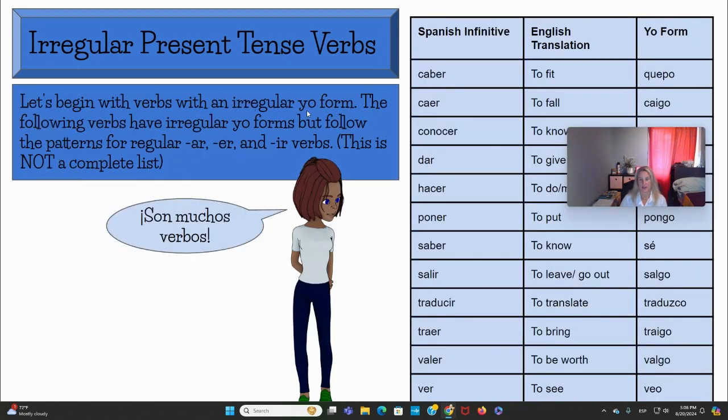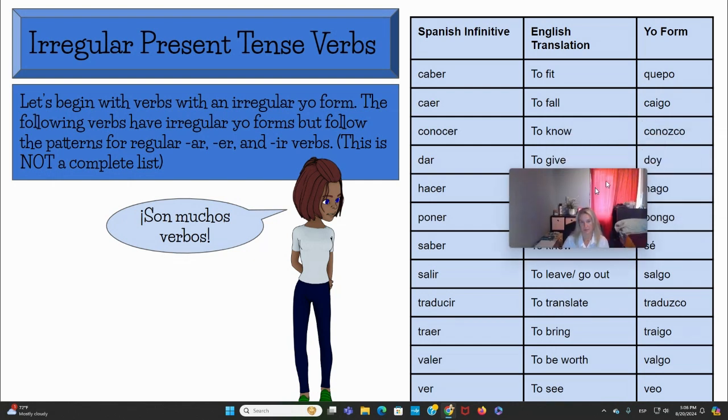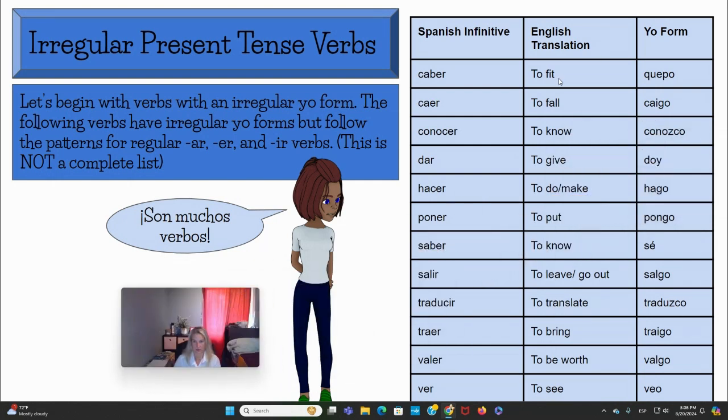Let's begin with the verbs with an irregular yo form. The following verbs have irregular yo forms, but follow the patterns for AR, ER, and IR verbs. This is not a complete list, though, because there are so many. Hay muchos. But if you want to write these down, take a picture of them, start learning them.